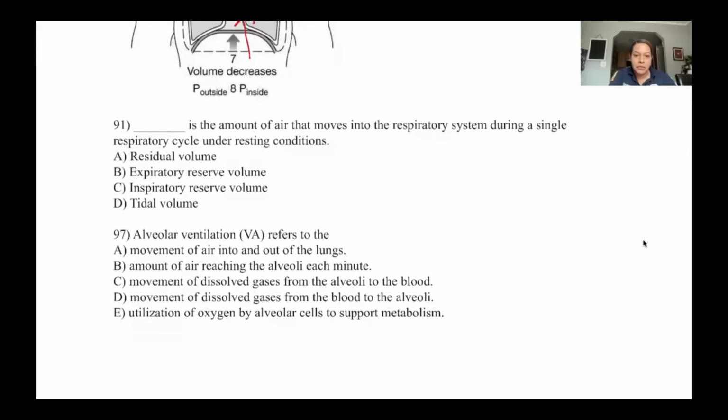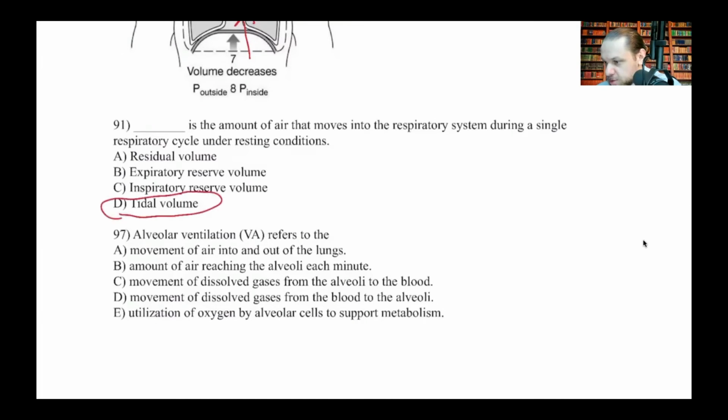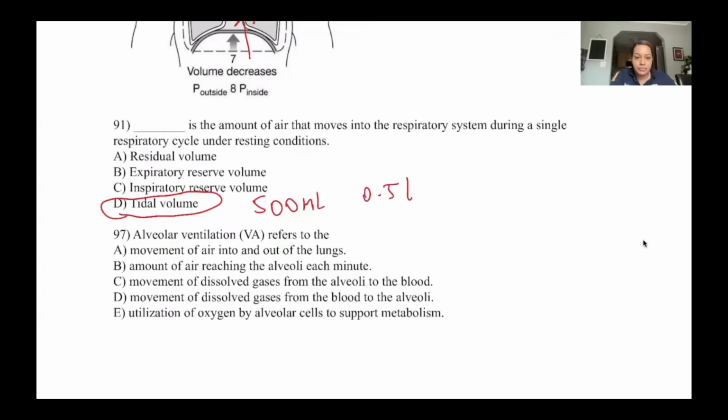Blank is the amount of air that moves into the respiratory system during a single respiratory cycle under resting conditions. I believe that's D, tidal volume. D is correct, tidal volume. In an adult, it's about 500 ml, or 0.5 liters. When you're breathing quietly in a single respiratory cycle, that's how much air you're moving.